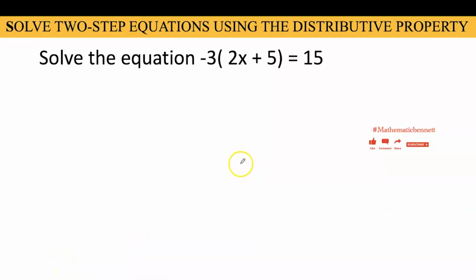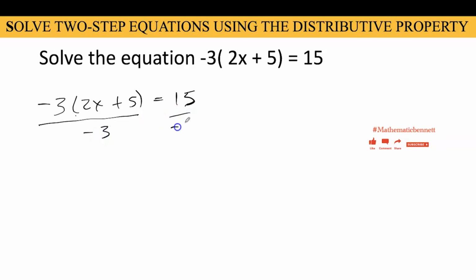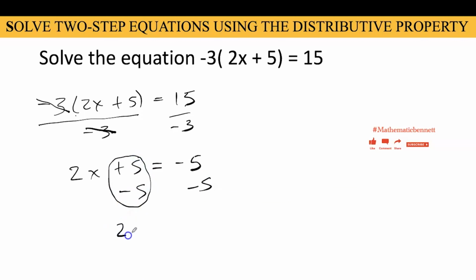Alright, so now we're going to do one more of these questions just so you have the understanding as well. So we have -3(2x + 5) = 15. There are two ways we can go about doing this. We could divide both sides by -3 to eliminate this -3. Now we have 2x plus 5 is equal to -5. From there, we can subtract 5 from both sides to eliminate this plus 5. Now we see that we have 2x is equal to -10.